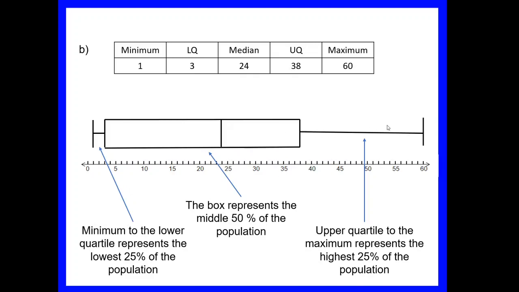So although this line here is much longer than this one, they still both represent 25% of the people. Okay, so sometimes that can be confusing, but it's 25%, the box is 50, and the top line is another 25%.